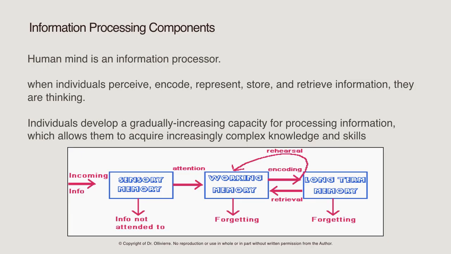Information processing. The human mind is said to be like an information processor or a computer. And Vygotsky talked about this by the fact that when we perceive information, we encode it, we represent it, we store it, we retrieve the information, and that's how we think. And it moves us into memory and the different types of memory we have. So when information comes in, we have a sensory memory, we have a working memory, and then we have long-term memory later on.